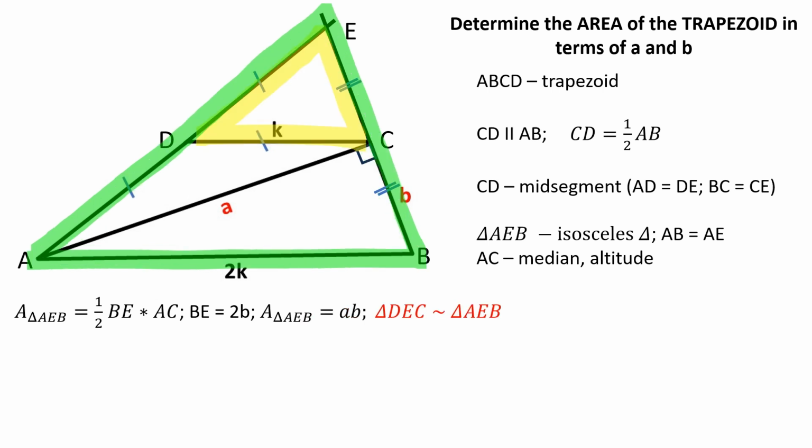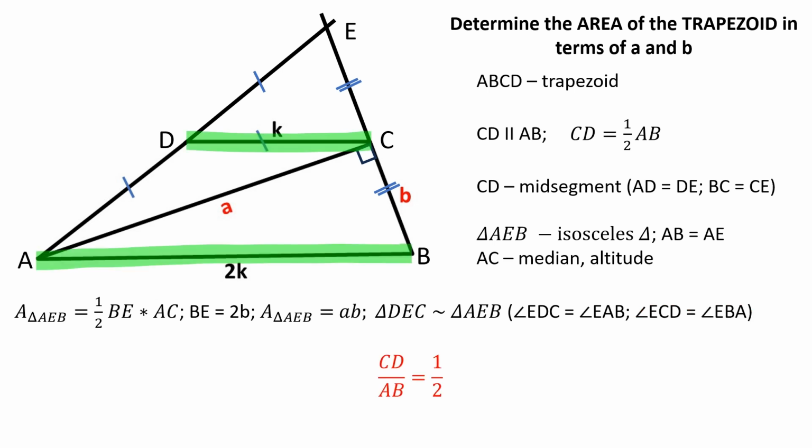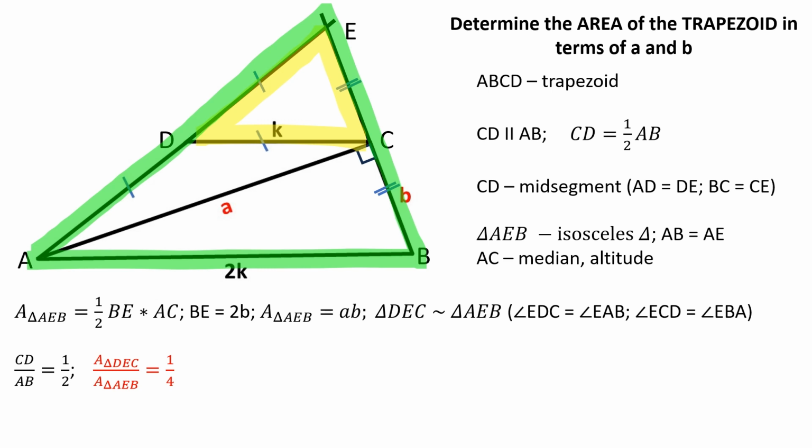Triangles DEC and AEB are similar because two pairs of corresponding angles are equal. Angles EDC and EAB are congruent, and also angles ECD and EBA are congruent. Since CD over AB is equal to 1 over 2, the area of the triangle DEC over the area of the triangle AEB is equal to 1 over 4.